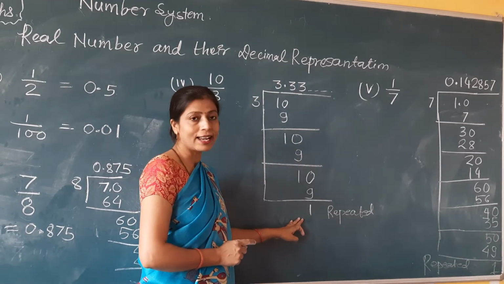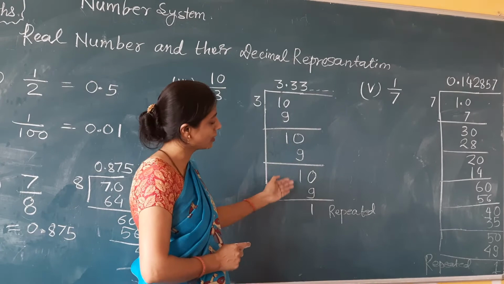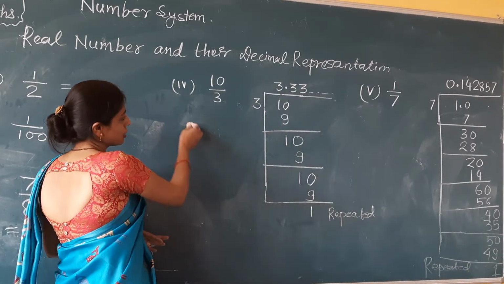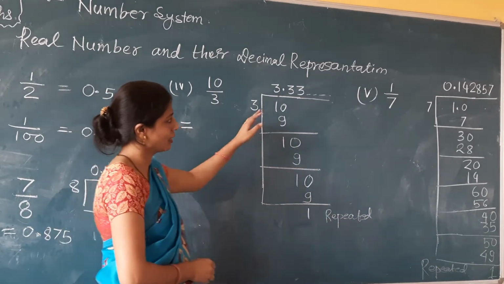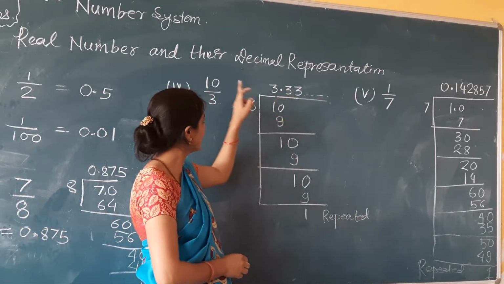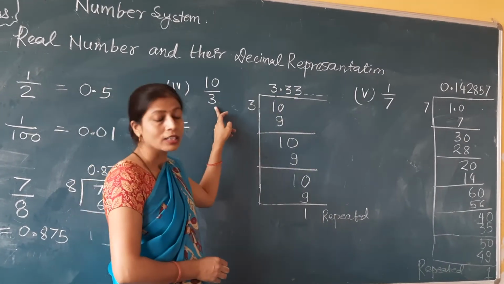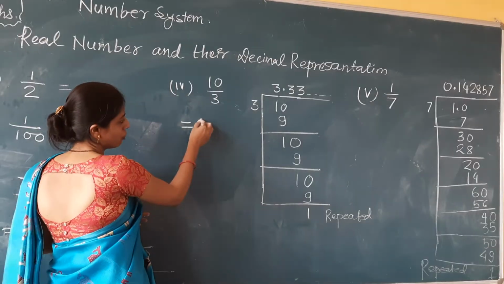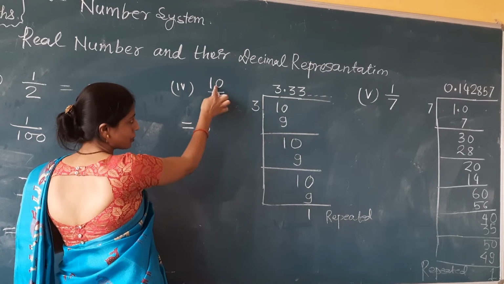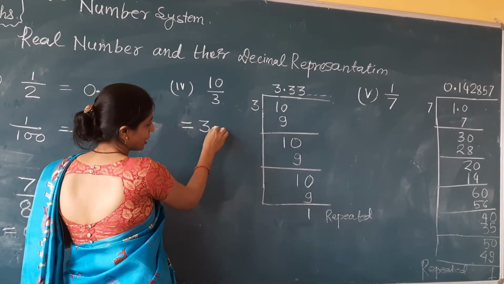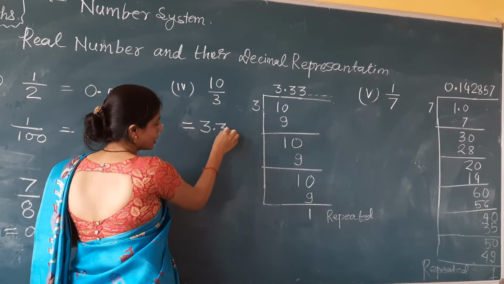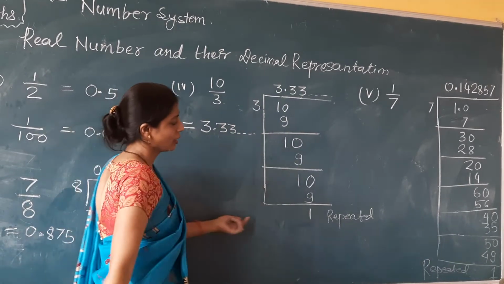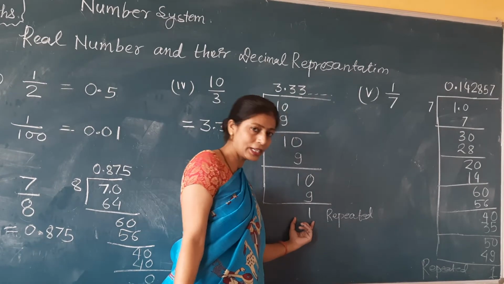इसमें division end नहीं होगा और division continue चलते रहेगा. This type of division is called non-terminating decimal form. The number 10 upon 3 is in non-terminating decimal form, and the decimal expansion of 10 upon 3 is 3.33..., which means our division is not completed.